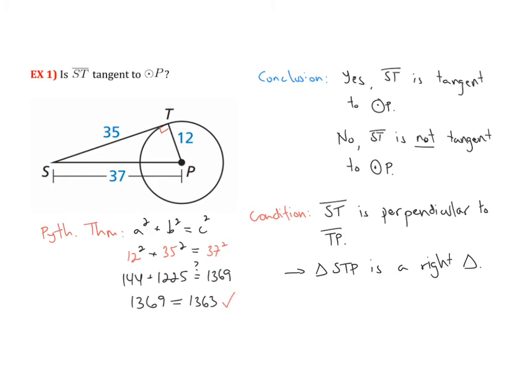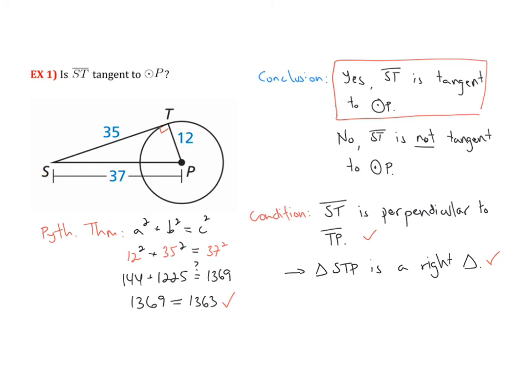So here's what I've basically done. I verified with the Pythagorean theorem that triangle STP is a right triangle. And because triangle STP is a right triangle, this in turn means that segment ST is perpendicular to TP. In other words, I have a segment that is perpendicular to a radius. That in turn satisfies the conclusion that yes, segment ST is a tangent.